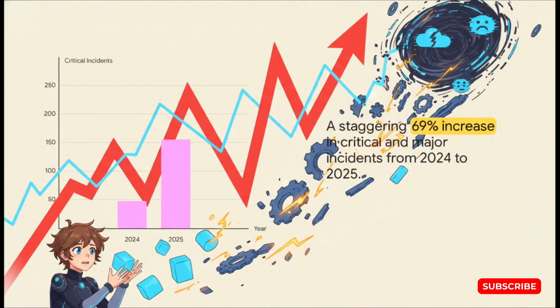But here's where it gets really scary. The trend is going in the completely wrong direction. We're talking a 69% jump, a 69% increase in critical and major incidents in a single year. These aren't just little hiccups or minor glitches. We're talking about significant business-stopping failures, and they're happening a whole lot more often.